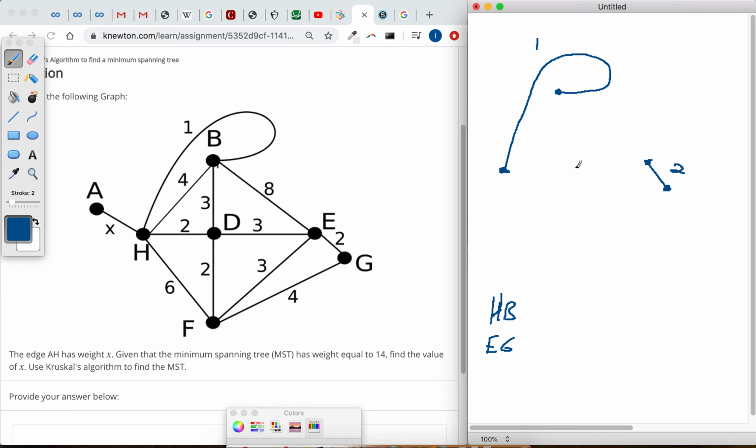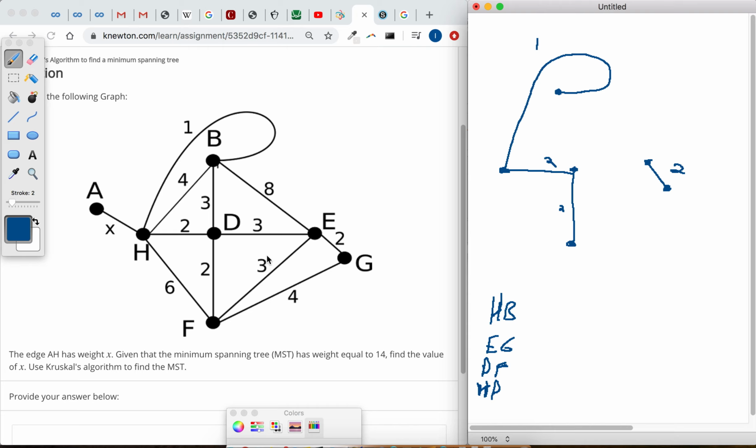You could pick H to D next or D to F next. I'm just going to pick D to F. And then let's connect H to D. And you can see it's just kind of like working in reverse. We're eventually going to fill up this graph with a minimum spanning tree.